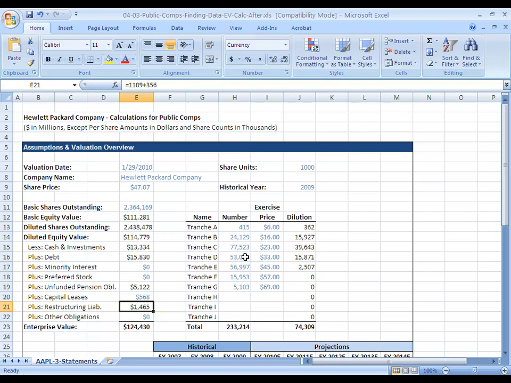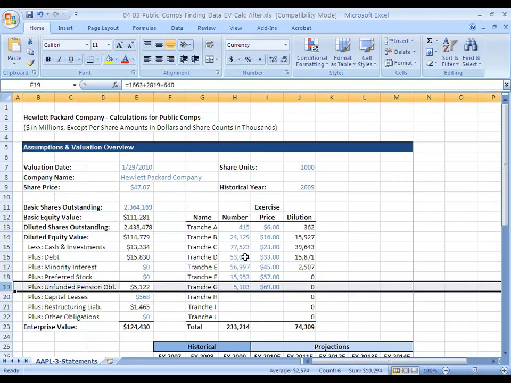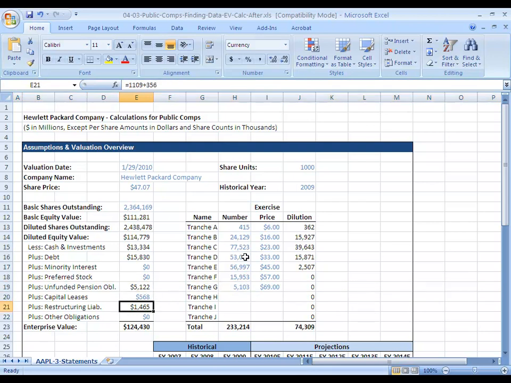This example was good, and I wanted to go through it because you saw some unusual items such as capital leases, pension obligations that you don't see with every company. So it's good practice to just see that and get used to what is included in there, and then how you deal with them by adding them to enterprise value as we have done here. So that's how you go through and calculate enterprise value and equity value for a real company like Hewlett-Packard.